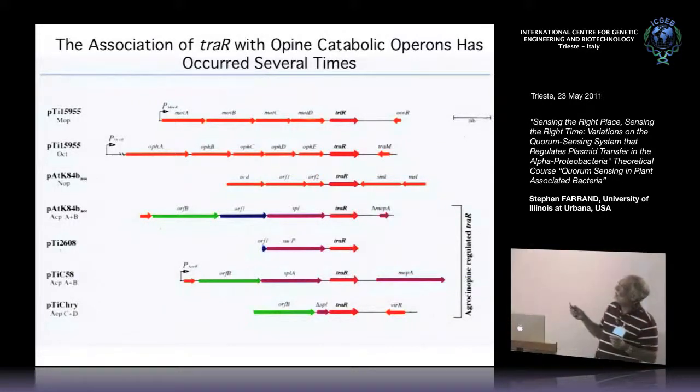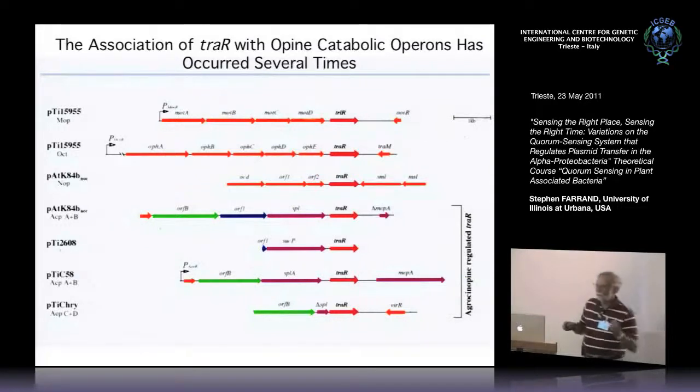And so, for example, Steve Winans has studied extensively the TRA-R of a TI plasmid called pTi-15955 or pTi-10, doesn't make any difference. The conjugative transfer system of this TI plasmid is regulated by an opine called octopine. And the reason is because TRA-R is the distal gene of the octopine catabolism operon right here. This operon is very different from the operon of pTiC58 that contains TRA-R. So we have 2 independent occurrences of TRA-R being associated with an opine catabolic operon. In addition, we have looked at another opine, nopaline, that induces conjugative transfer of this plasmid right here, and it is associated with a 3rd operon.